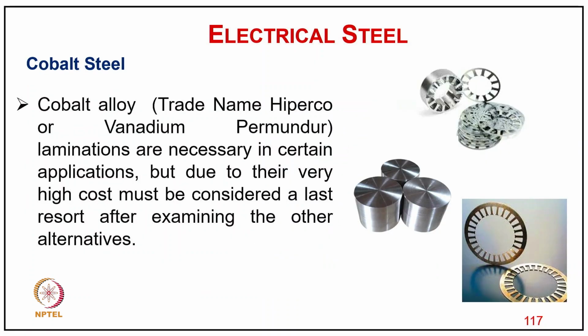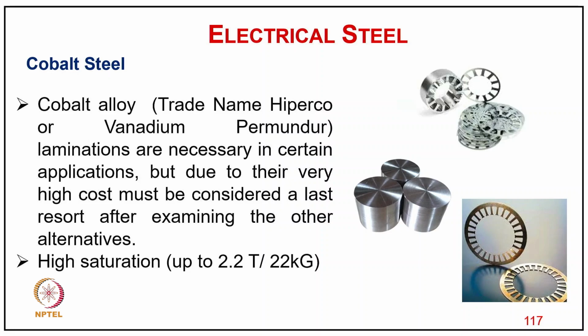And you can see the cobalt steel we use in some machine laminations. The cobalt steel trade names are Hiperco or Vanadium Permendur. Laminations are necessary in certain applications, but due to their very high cost, must be considered a last resort after examining the other alternatives, and they have a high saturation flux density of the order of 2.2 Tesla. So certainly we will be able to reduce the size of the machine.